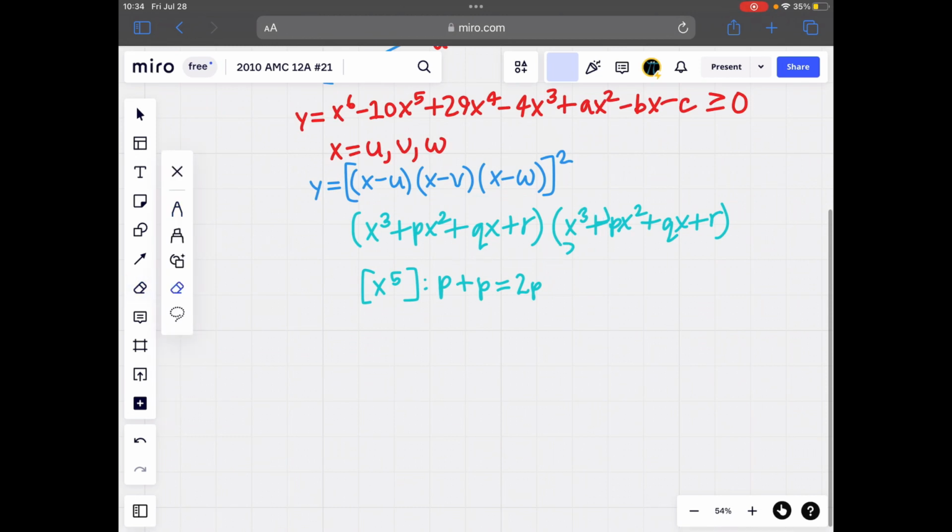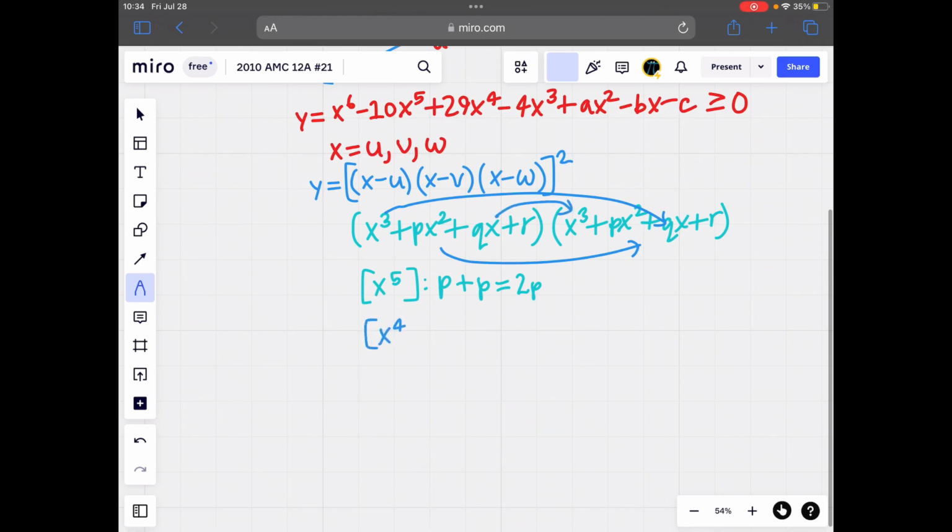Okay, and then what's the coefficient of x to the 4th? Well, x to the 4th you can get in three ways. You can get it from x cubed times qx, you can do px squared times px squared, or you could do qx times x cubed. So the coefficient of x to the 4th is just q plus p squared plus q, and that's equal to 29. And the coefficient of x to the 5th is equal to negative 10.